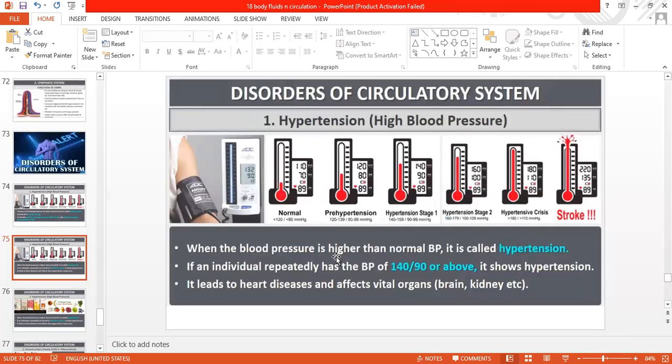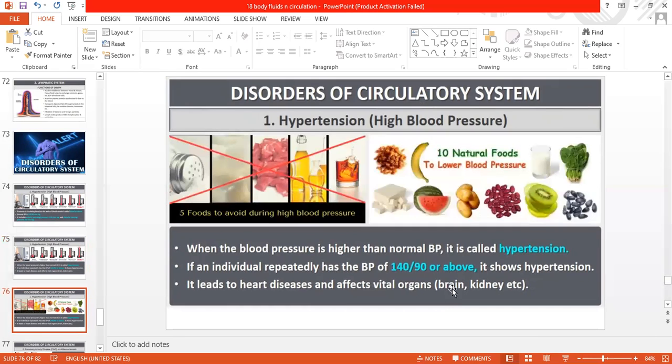Now, when the blood pressure of any person is higher than the normal blood pressure, that is 120 by 80, you call it hypertension or high blood pressure. Many times, if it is lower than that, you call it low blood pressure. If an individual has blood pressure of nearly 140 by 90 or above, he or she should always visit a doctor, because he or she is suffering from hypertension. Because if the blood pressure remains high continuously, then it leads to heart disease, and it affects our vital organs like the brain, kidney, etc.